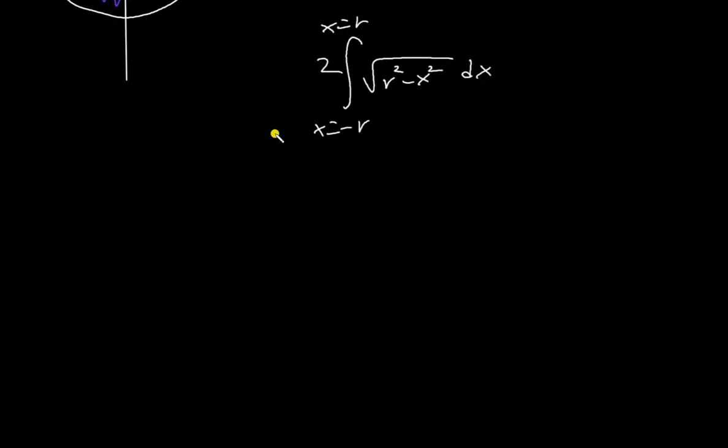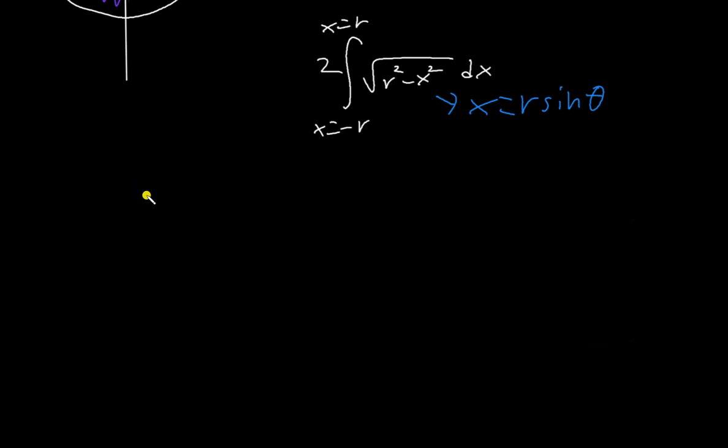Okay, so the way we're going to evaluate this integral, since we have a square root of something squared minus x squared, this kind of signifies to us that we're using a trigonometric substitution. More specifically, we're using the trigonometric substitution that says x equals r sine theta. If you're not familiar with trigonometric substitution, you might want to go look at that.